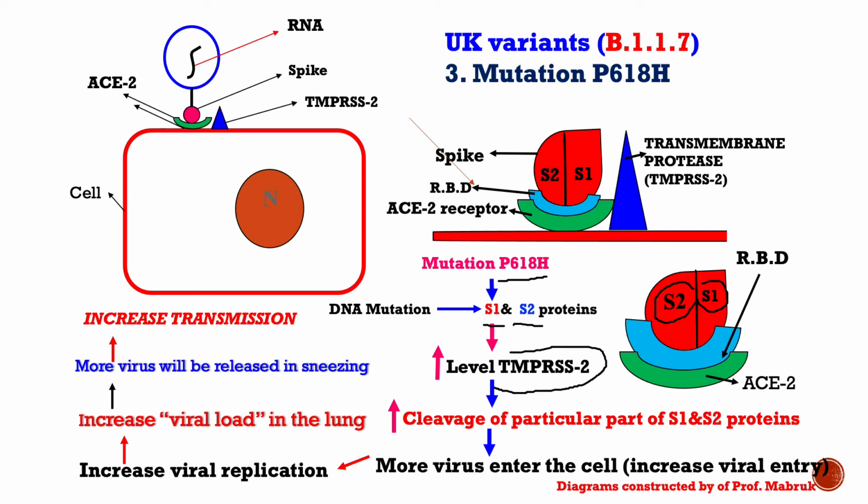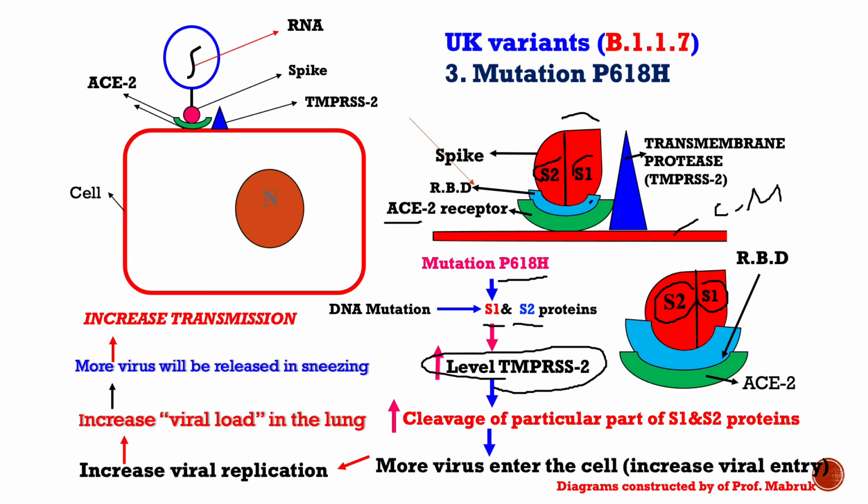You remember? TMPRSS2. You remember what I have said at the beginning of this lecture? That on the cell, this is the cell membrane, okay? And then in the cell membrane, we have the ACE2 receptor, you remember? And then we said that the spike protein of the coronavirus COVID-19, which consists of the S1, S2, and the receptor binding domain, which you see here in blue color, will bind to the ACE2 receptor.